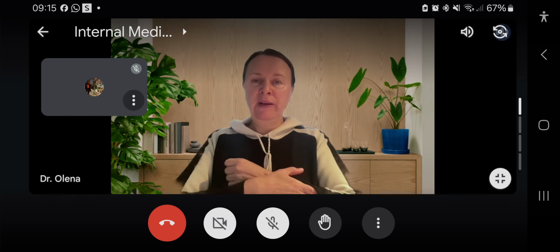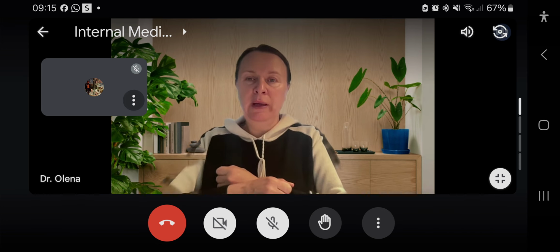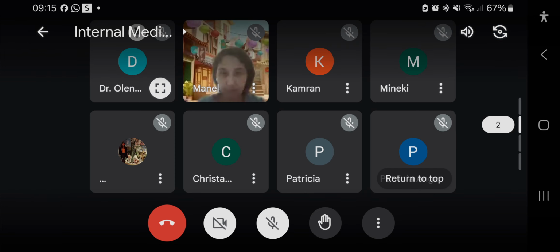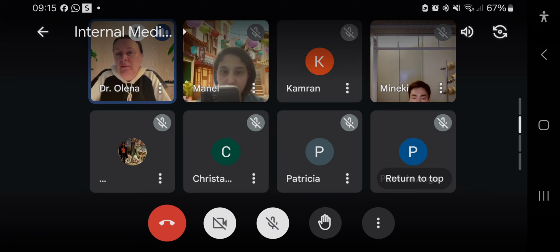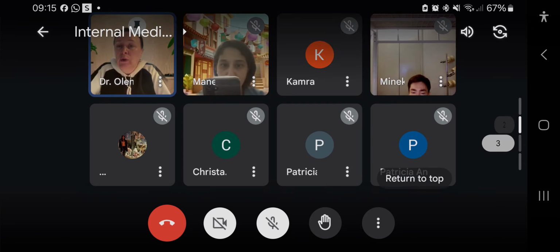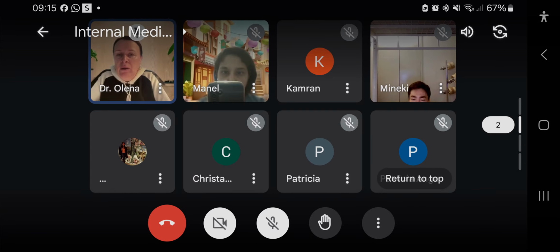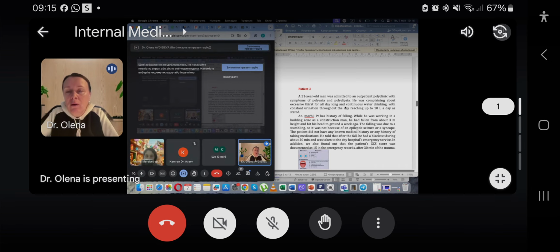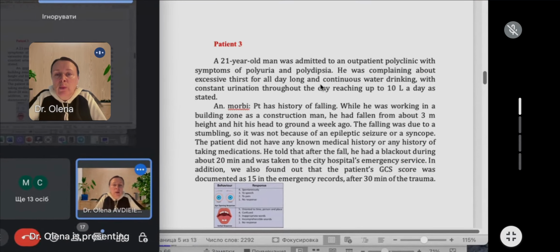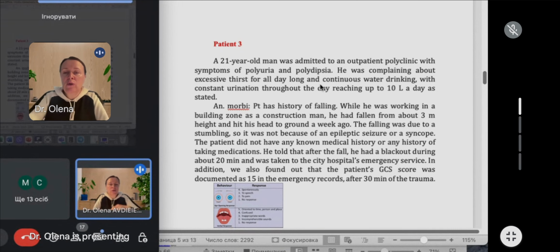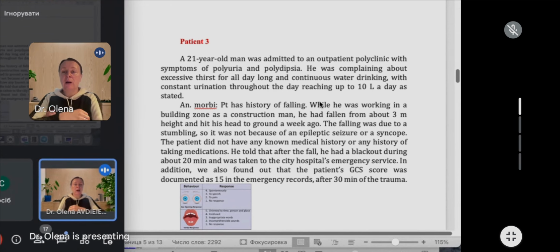Next patient, a 21-year-old man, was admitted to an outpatient polyclinic with symptoms of polyuria and polydipsia. He was complaining about excessive thirst all day long and continuous water drinking, with constant urination throughout the day, reaching up to 10 liters a day as stated.